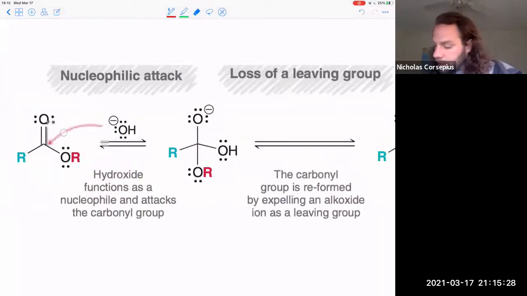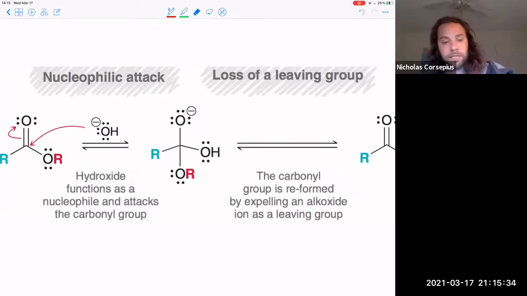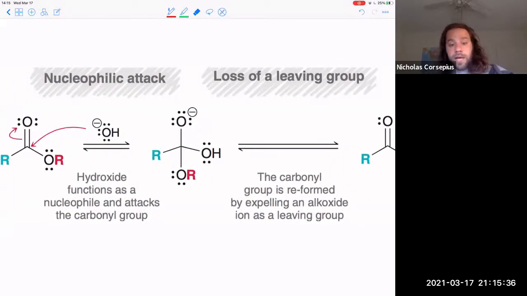Okay, so what's our first step under basic conditions? It's just nucleophilic attack. That pair of electrons jumps up there. We form our tetrahedral intermediate. Now we ask ourselves, do we have a good leaving group? In this case, these two are pretty much equivalent leaving groups. In both cases, we generate an alkoxide ion.